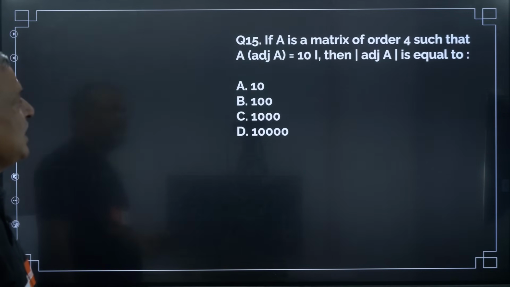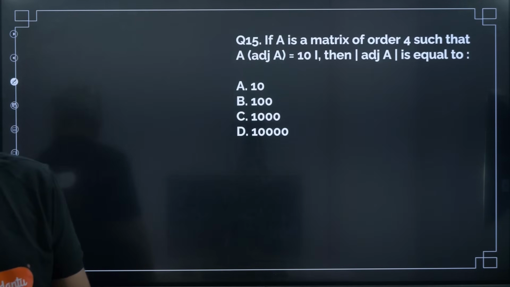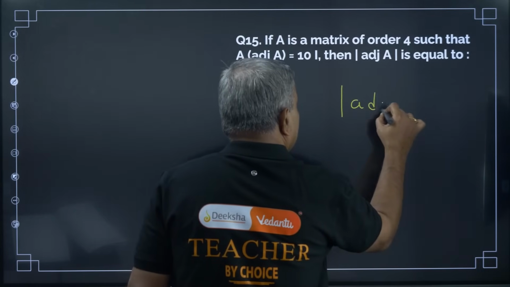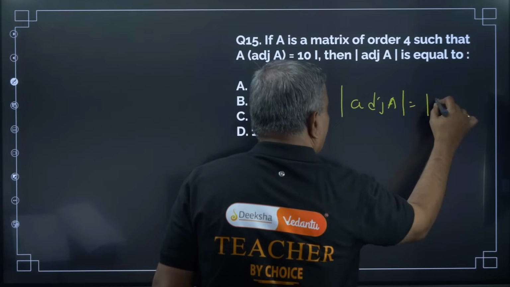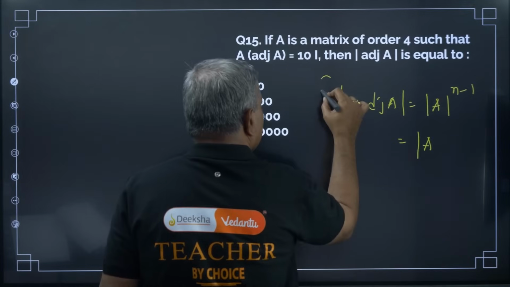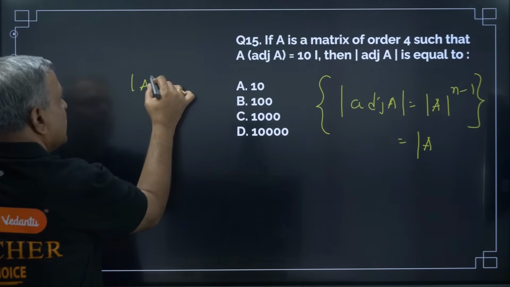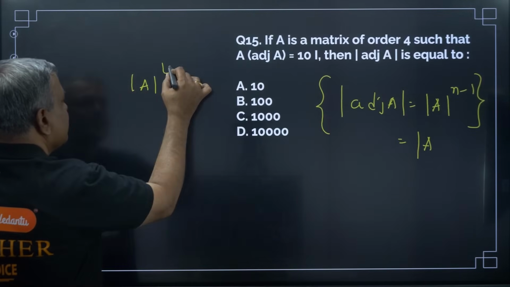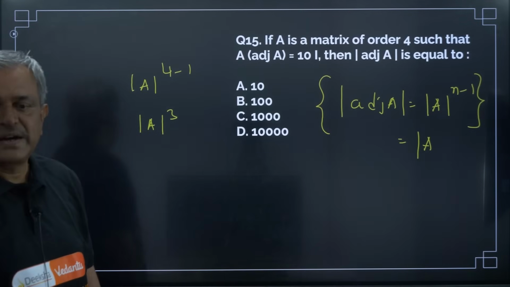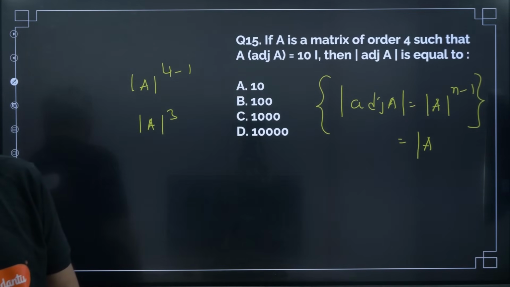So A into adjoint of A is det of A times I. The question is about the det of adjoint of A. Again, you must know the concept here. Det of adjoint A is det of A to the power n minus 1. This is the concept, please remember. In our case, det of A to the power 4 minus 1 will give you det whole cube. Clear to you? So they gave you det whole cube.